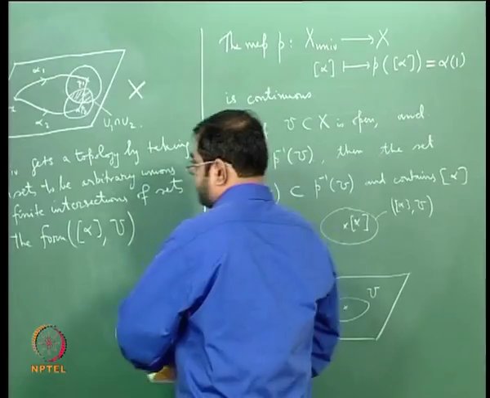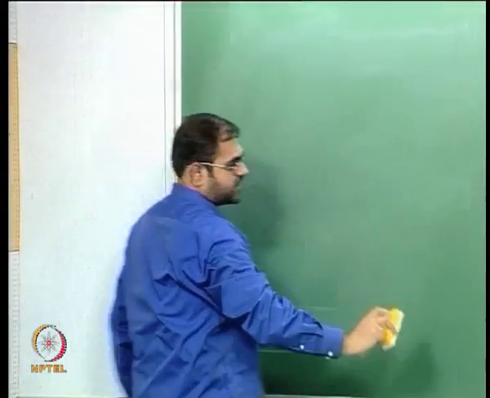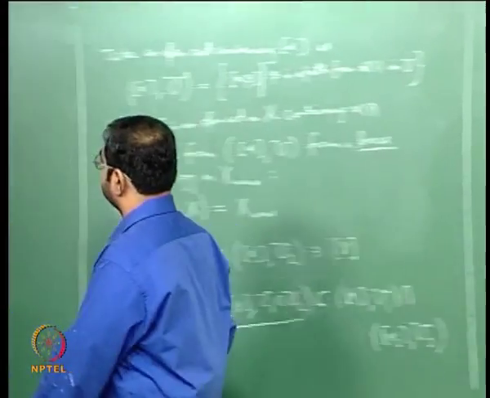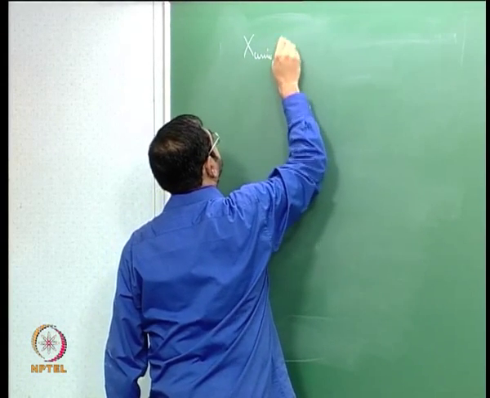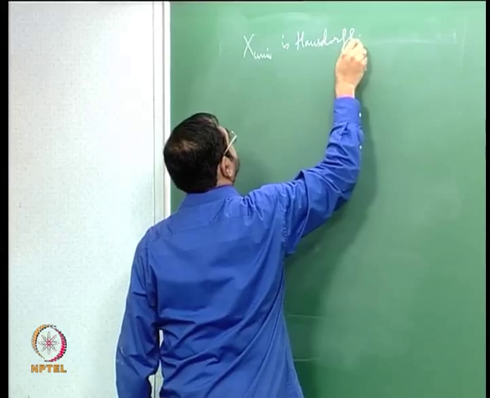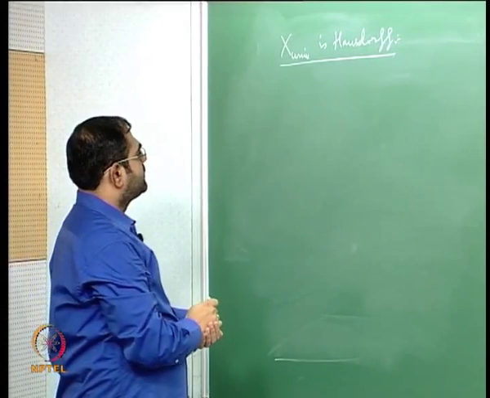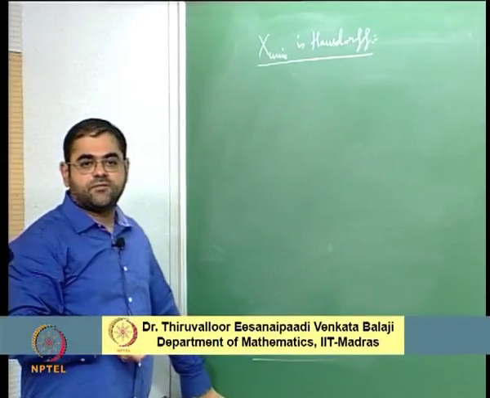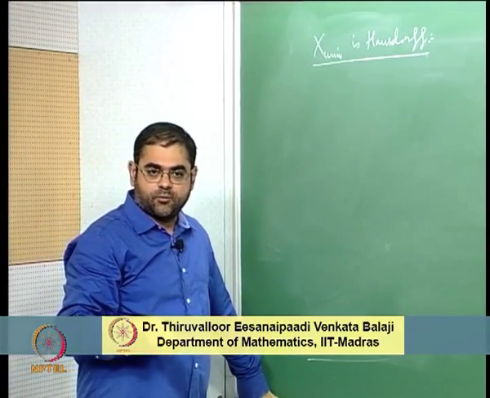I'll try to explain that. So my next claim is that this space is Hausdorff. How do I show that? Well, what is the definition of a space being Hausdorff? You give me two distinct points, then I can separate them with disjoint open neighborhoods.